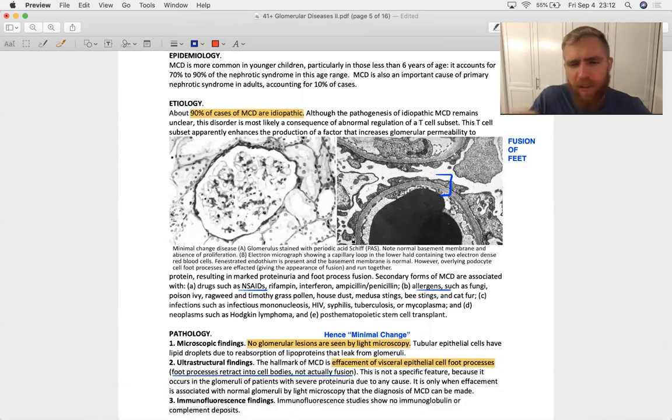So how do we know we're on the subepithelial side? Trace your GBM. Everything on the inside of the GBM is your endothelial side or the capillary side. And everything on the outside of the GBM is going to be your podocyte side or your subepithelial side.